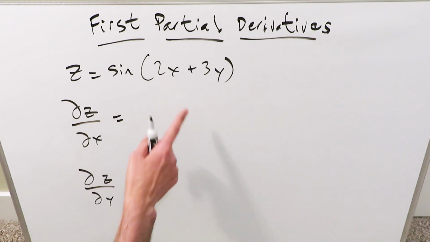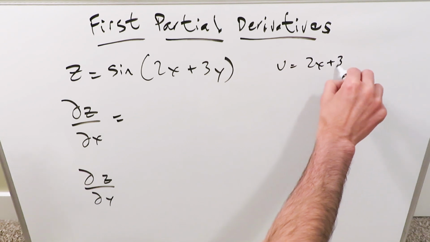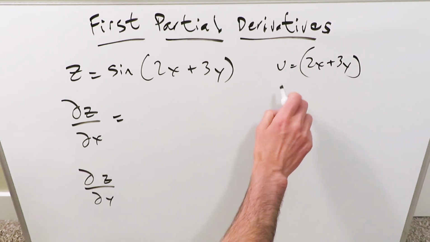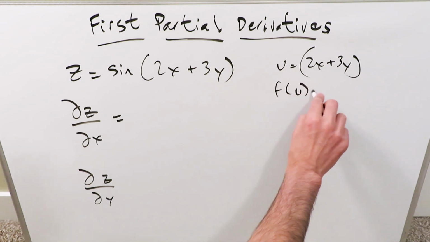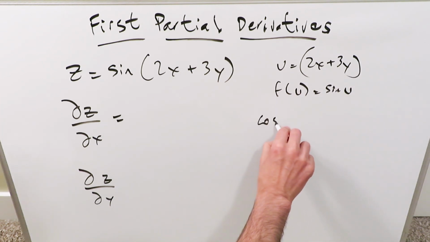Over here I'm looking at x as my variable. How would we do this? You can bring in the chain rule. You can say u is equal to 2x plus 3y, but technically some people can do this in their head. I'm just not skipping steps. Then the function with regards to u is going to be sine u. You know the derivative of sine u is going to be a cosine u.